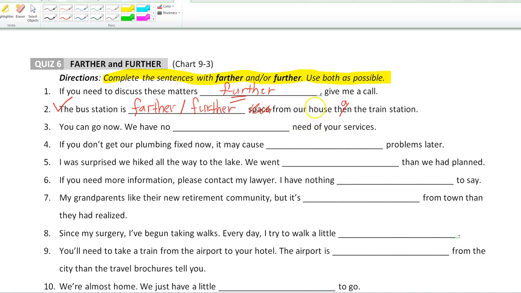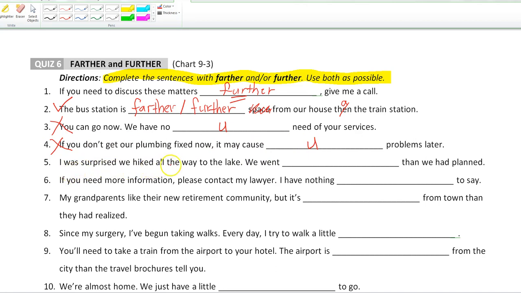Okay, now that we know how to do this, let's just say both if it's distance, and let's use U if it's not distance. Okay, so let's check for distance. You can go now. We have no blank need of your services. Well, that's not distance. So that's going to be further with a U. If you don't get our plumbing fixed now, it may cause blank problems later. Well, this one does not mean distance, it means more, so further with a U.